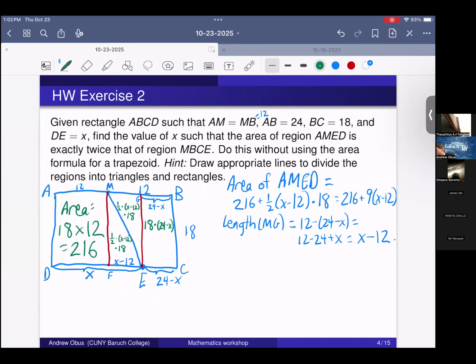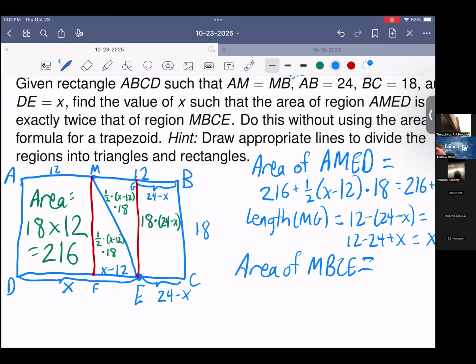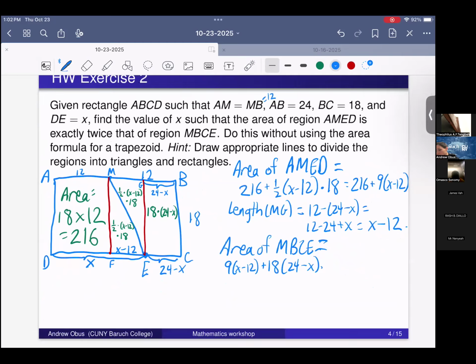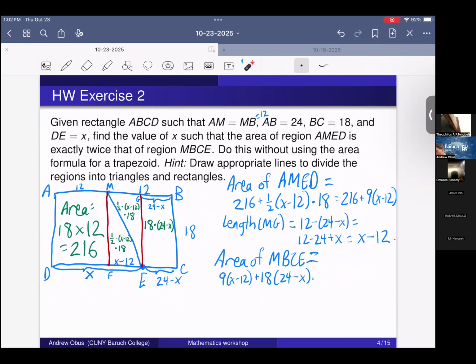Okay, so this means now that the area of MBCE is what? Well, it's the two pieces together. This first piece is again 9 times (x minus 12), and now you have to add 18 times (24 minus x). So plus 18 times (24 minus x). So we have 9 times (x minus 12) on one side, and on the other side we have 9 times (x minus 12) plus 18 times (24 minus x).